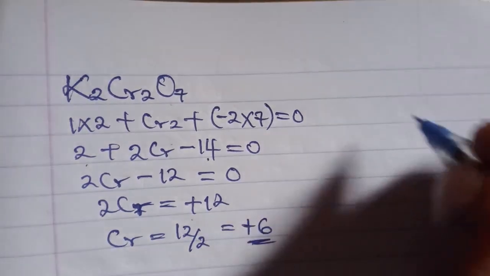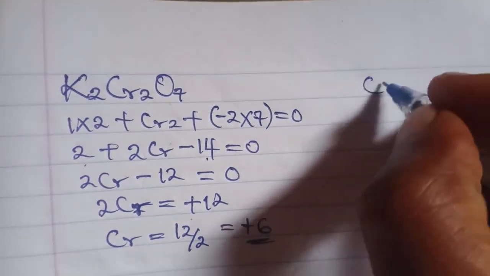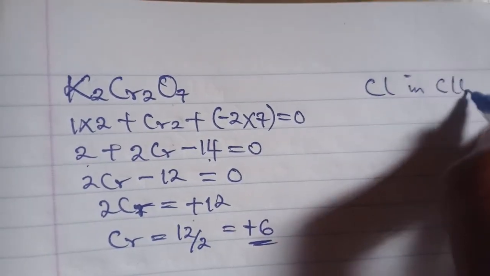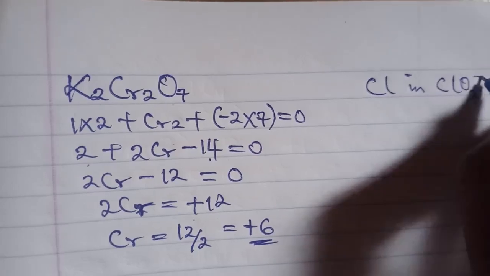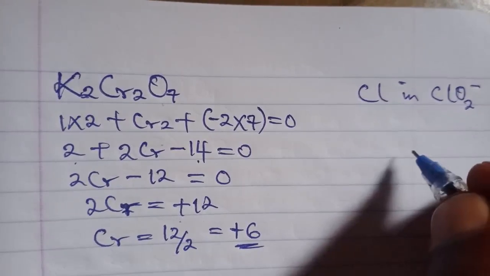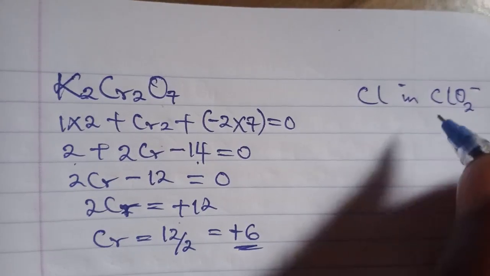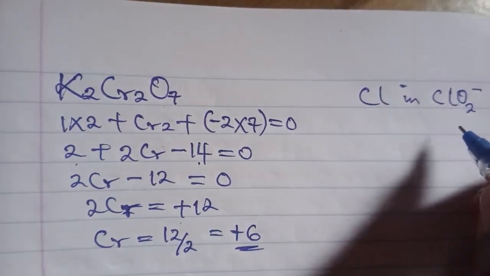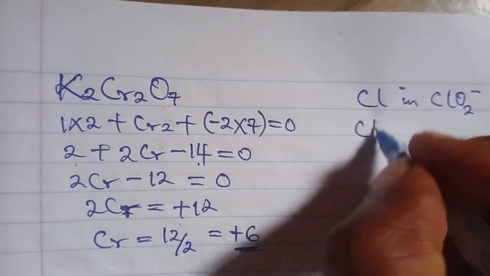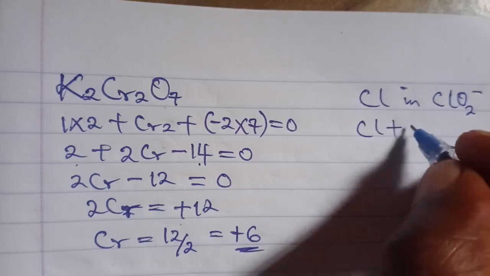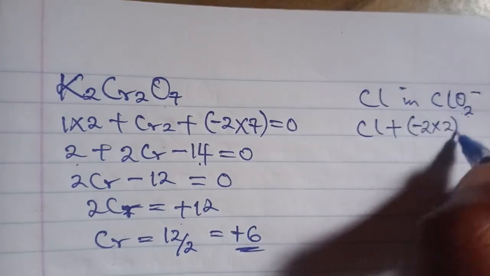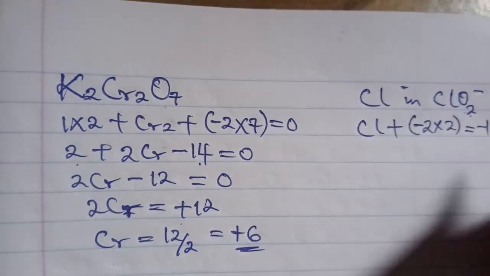So let's look at another one. Let's look for the oxidation number of chlorine in this compound. So here, feel free to pause the video and try it out yourself. So you can see that chlorite is produced when chlorous acid is dissolved in water. So if we have chlorine, the oxidation number of chlorine plus that of oxygen, which is -2 times the 2 that is here, equals the total charge, -1.